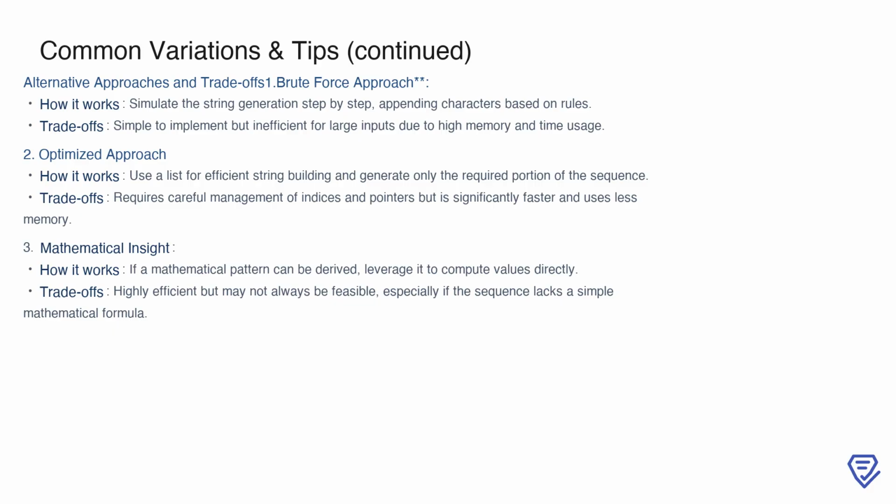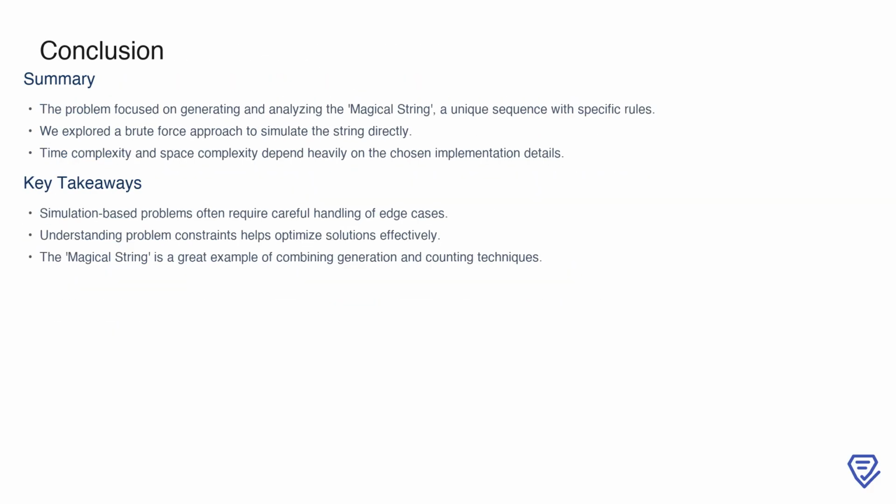In some cases, a mathematical insight might reveal a way to compute values directly without generating the sequence at all. This approach is highly efficient in terms of both time and space, but it depends on whether a clear mathematical formula can be derived. If the sequence is too complex for such a formula, this method might not be feasible. Great job making it to the end of this problem walkthrough. We reviewed the magical string and discussed its unique challenges. Remember, simulation problems like this are excellent for honing your algorithmic thinking.